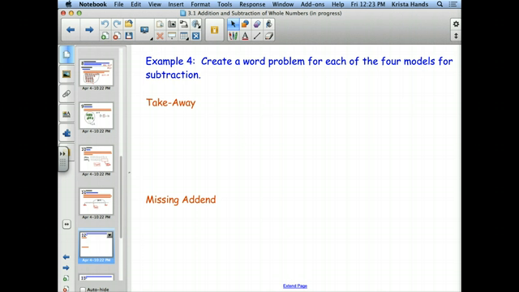Anybody else want to do a missing add-ins model? Do you want to do one? Joey and Chandler need 5 apples to make an apple pie. They had picked 2 apples off the tree. How many more do they need? That'll work. Okay, let's do the next one then.